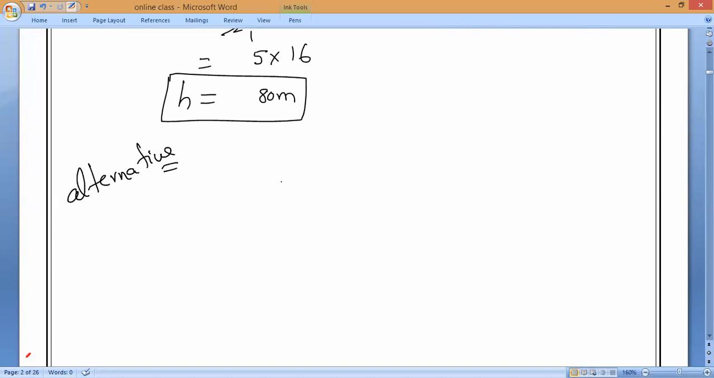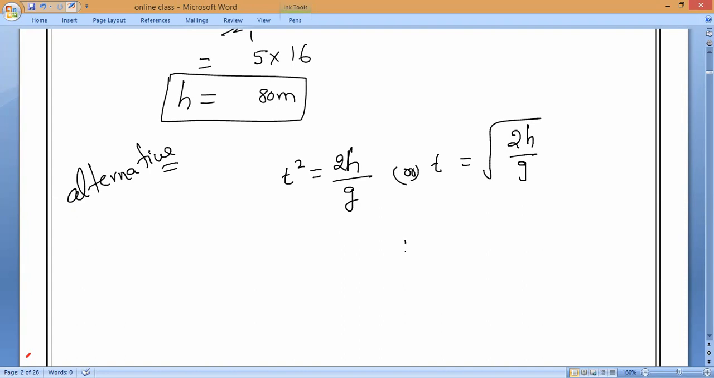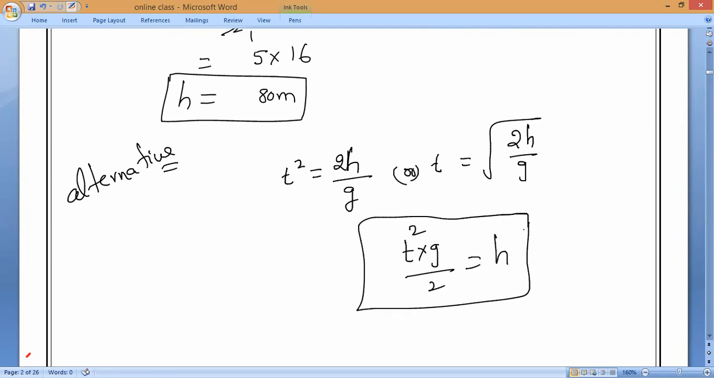We know that. What is the relation? t square is equals to 2h by g. Yes or no? Or else we can say t is equals to root of 2h by g. Now we want h, so t square into g divided by 2 is equals to h. This is the formula. Yes or no? That's all. If you substitute it, you will get the answer.